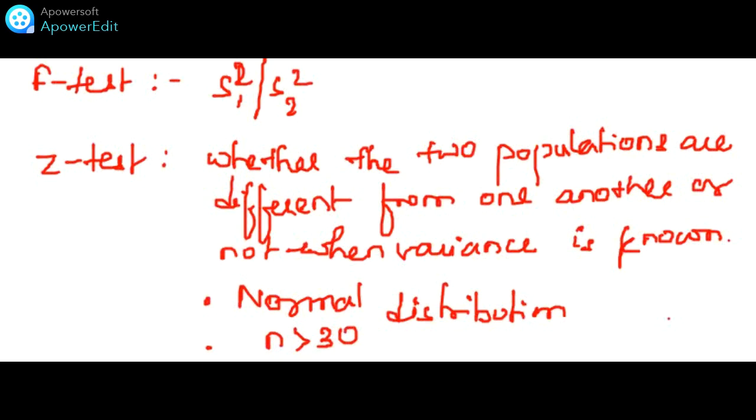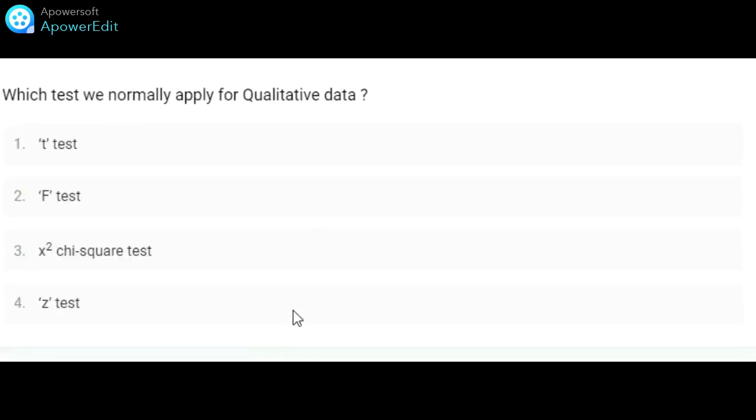Moving forward, I repeat: which test do we normally apply for qualitative data? It's the chi-square test. Others are generally for quantitative data. Next question: goodness of fit for a distribution is tested by. Just now we discussed that goodness of fit is tested by the chi-square test.